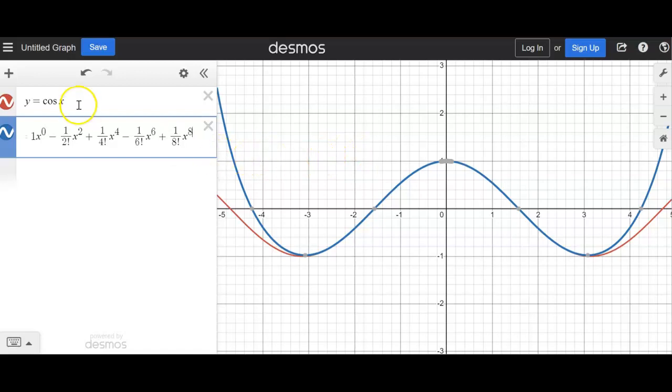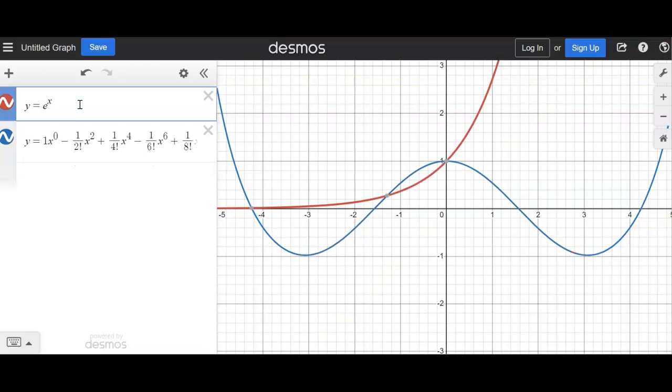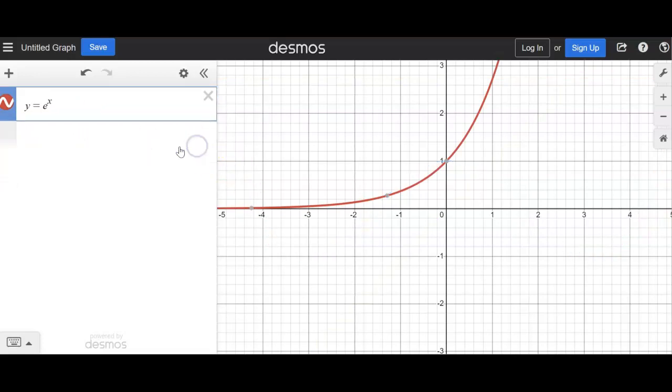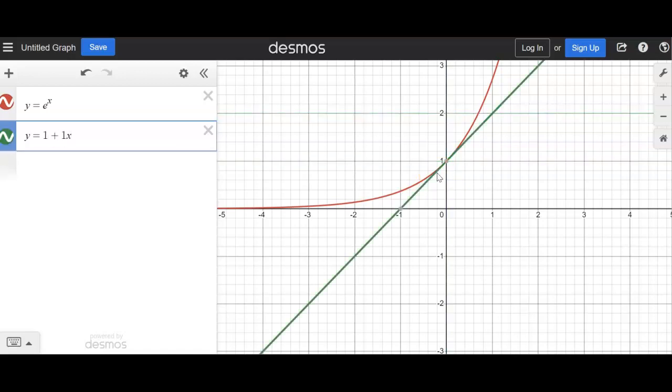All right, let's look at maybe another function that doesn't just have evens and odds. Like let's look at e to the x. All right, so the tangent line through e to the x is going to be through the point 0, 1 with a slope of 1. So y-intercept of 1 and then a positive slope of 1x.